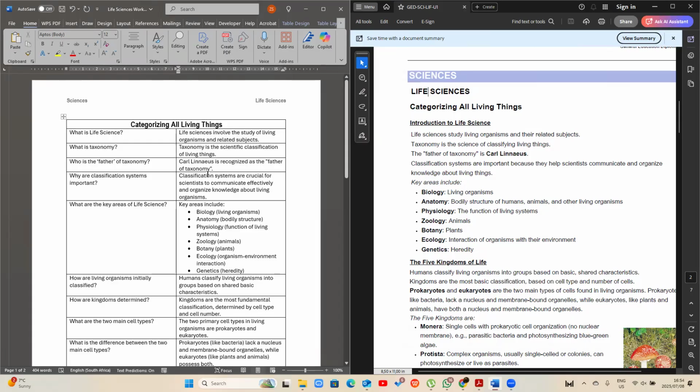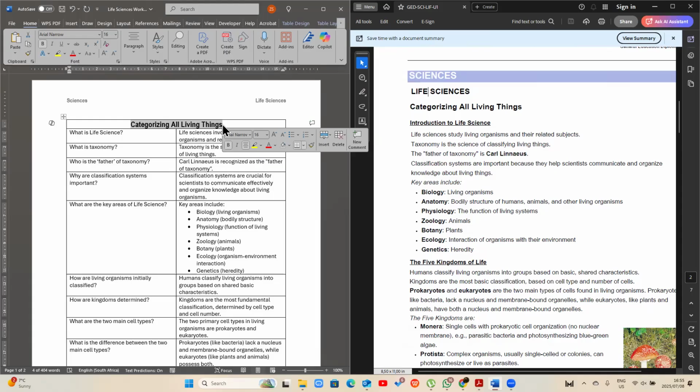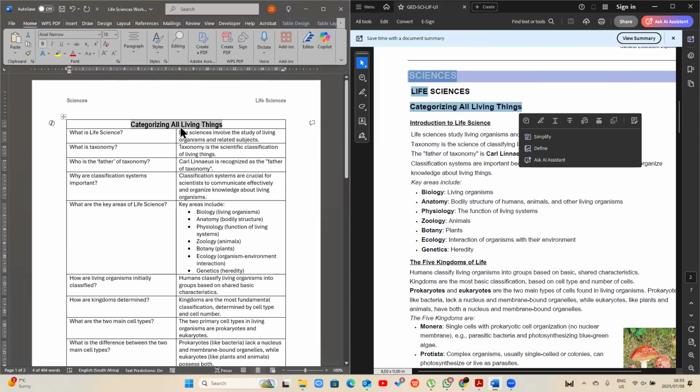Now, what the Cornell method allows me to do is it allows me to break up my study notes into parts that will be easier to understand by using questions to point out what is the most important information I need to remember. So what we start off doing in the Cornell method is we create a table and we give our first row the title heading. In this title, I've changed it to the unit that we're doing today, which is categorizing all living things, so that I'm aware of the topic that I am covering in the summary.